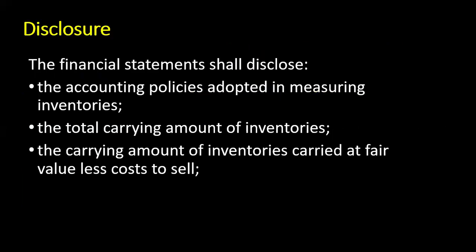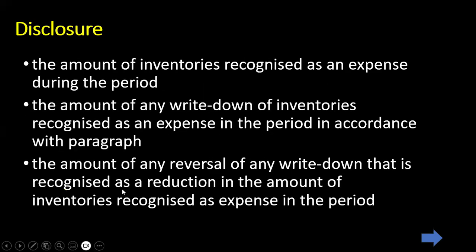The accounting standard, not only Ind AS 2, every accounting standard also very clearly prescribes the disclosure in the annual report. Ind AS 2 says the financial statement must disclose the following: the accounting policies adopted in measuring the inventories, the total carrying amount of the inventory, the carrying amount of inventories carried at lower than the market value, the amount of inventories recognized as an expense, in other words COGS, and the amount of any write down of inventory which has been shown as an expense.